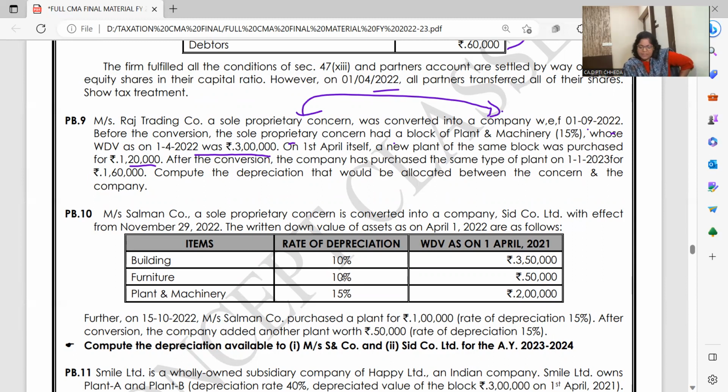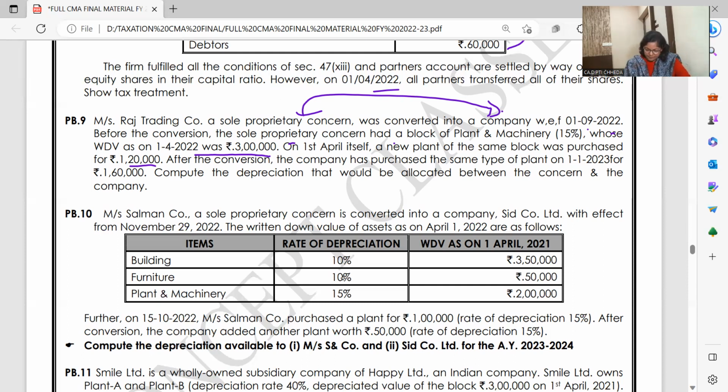That proportionate depreciation we will take. But after conversion, if they have purchased the machinery, who will bear it? The new people. Yes. Compute the depreciation that would be allocated between the proprietorship concern and the company. ठीक है? Right? Who will bear how much depreciation? Let us check it.